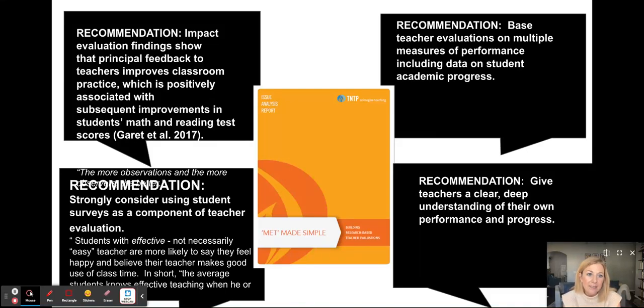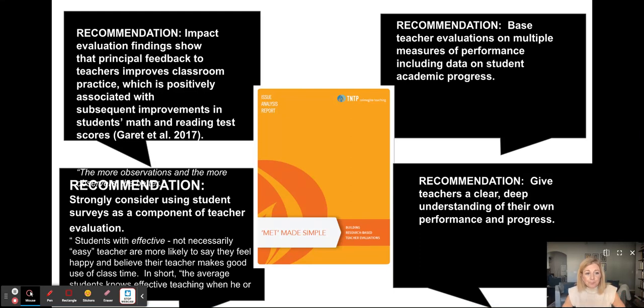Another recommendation that came from the MET was that teacher evaluation should be based on multiple measures of performance, not just on classroom observations. One of those is data on student academic progress. This is a super controversial topic, but we need to think about it. Because student achievement is our ultimate goal, we need to be able to take a position on this and identify ways that we can and are using student achievement to evaluate the effectiveness of our instruction.